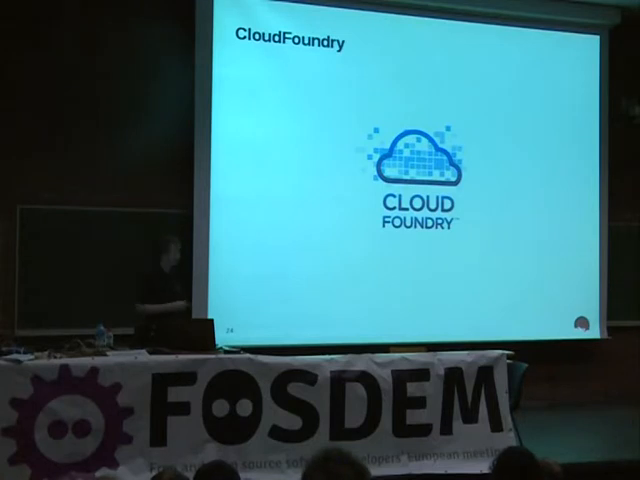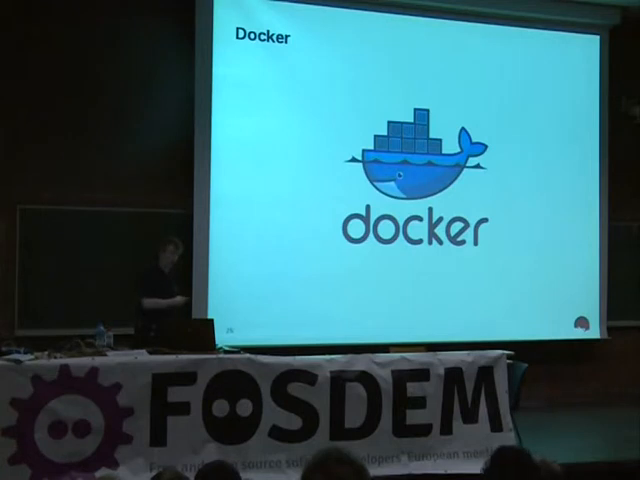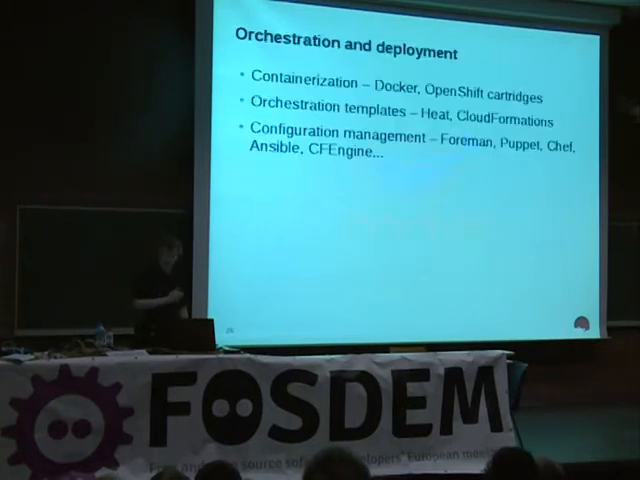OpenShift is one PaaS. Cloud Foundry is another popular open source one, which is based on Ubuntu. And Docker is a very cool container format. I am out of time, so I'm going to keep flying through. Orchestration is very important. How you get your application scaling across multiple applications is vital. There are multiple orchestration options there.